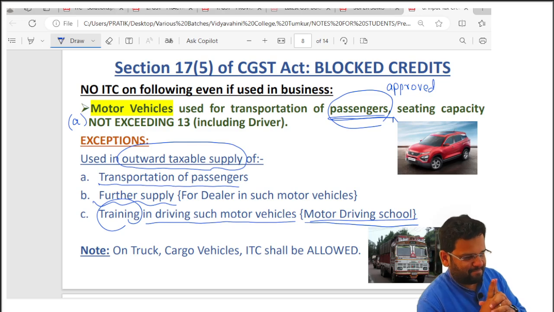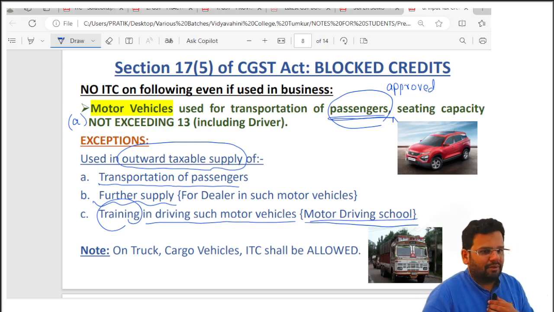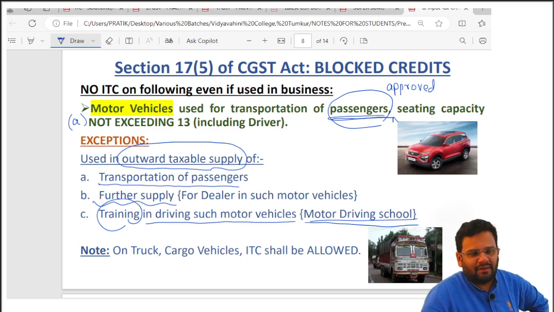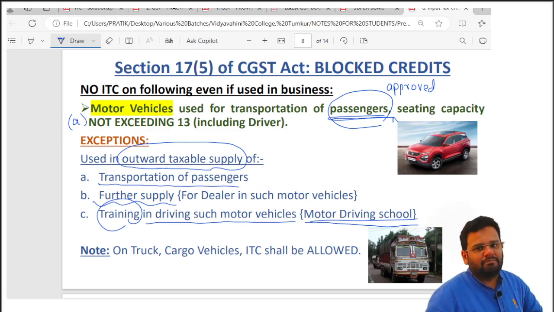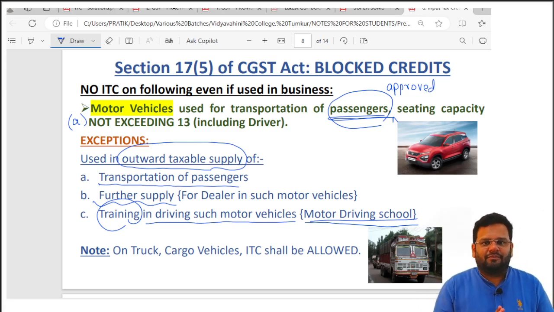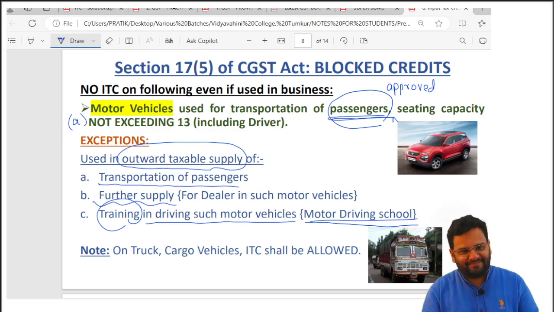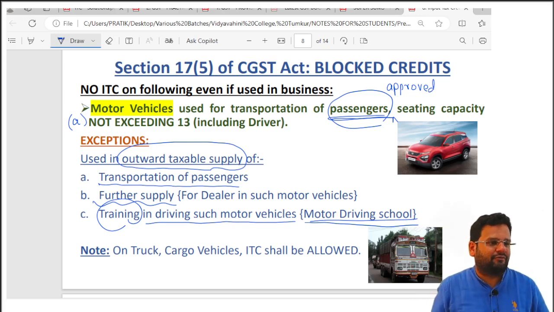Second example: Maruti Omni, sitting capacity 6, 8, whatever it is, 8 suppose. Maruti Omni, sitting capacity 8, purchased by a manufacturing entity for transportation of its staff. What do you think? Give a hyphen, write down ITC is blocked.